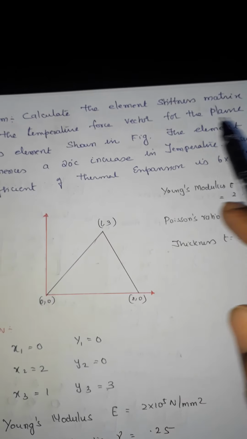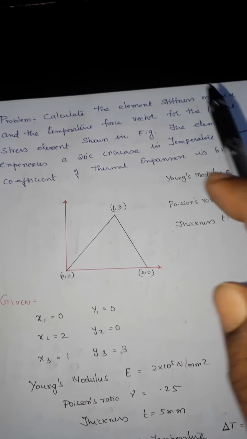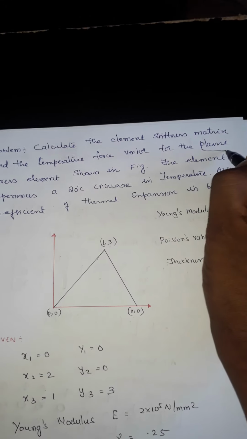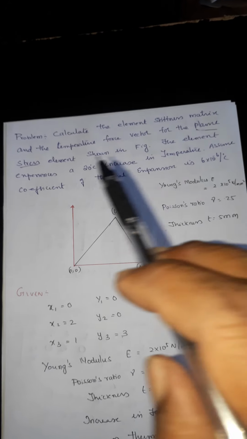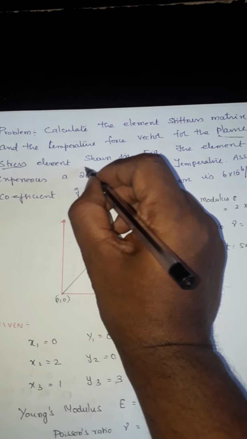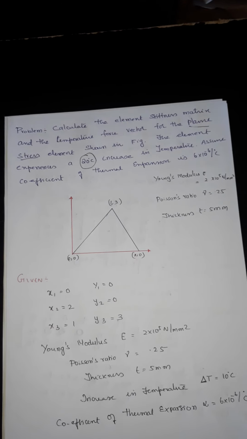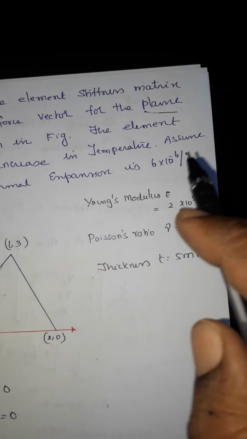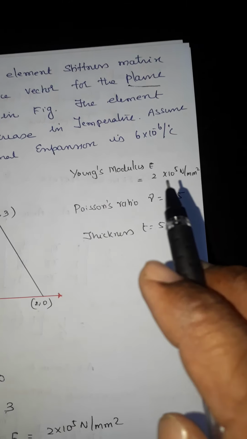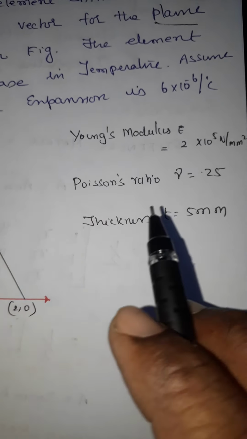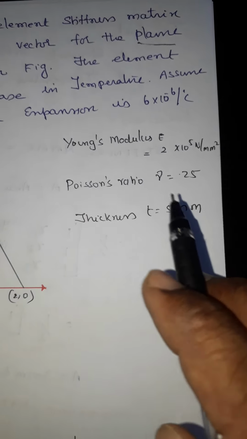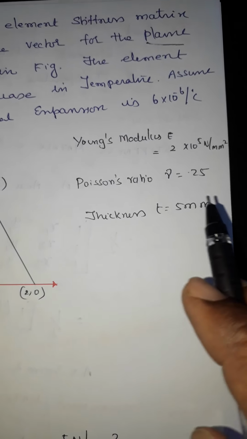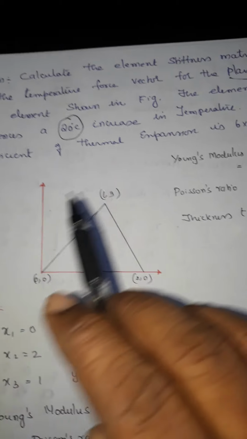Calculate the element stiffness matrix and the temperature force vector of the plane stress element shown in the figure. The element experiences a 20 degree initial increase in temperature. Assume the coefficient of thermal expansion is 6 into 10 to the power of minus 6 per degree Celsius. Young's modulus is 2 into 10 to the power of 5 Newton per millimeter square, Poisson's ratio nu is 0.25 and thickness is 5 mm. And this is the constant strain triangular element.